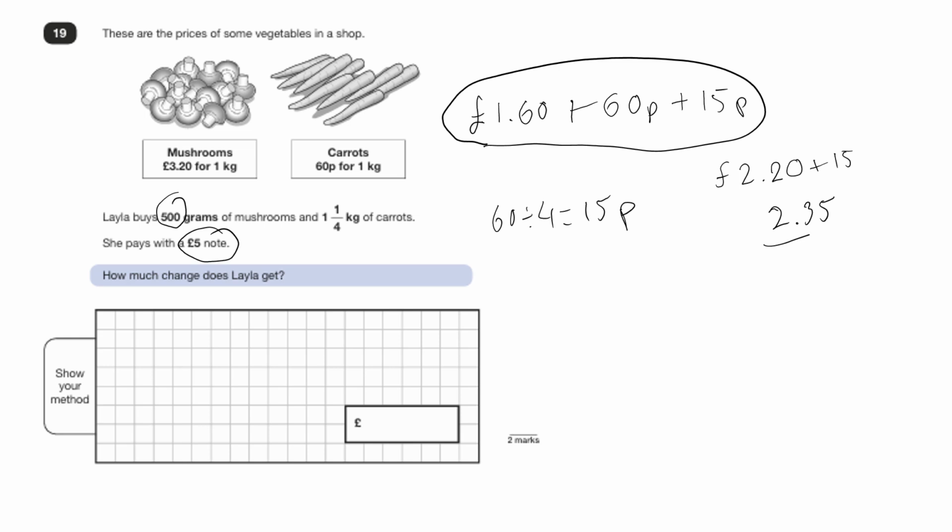That means that we have £2.65 left. Remember, if we add these up together, it should give me 5 altogether. So 6 and 3 is 9, add 1 is 10. 1, 2, and 3, 4, £5. That's my answer. I get £2.65 change.